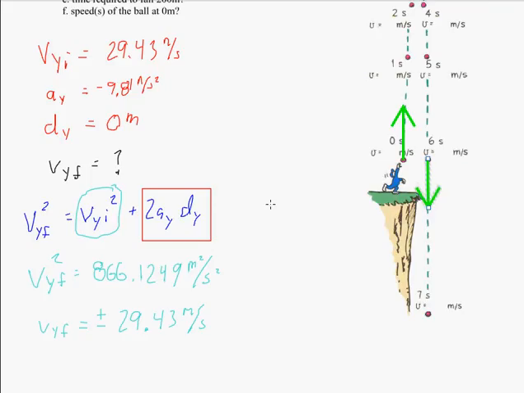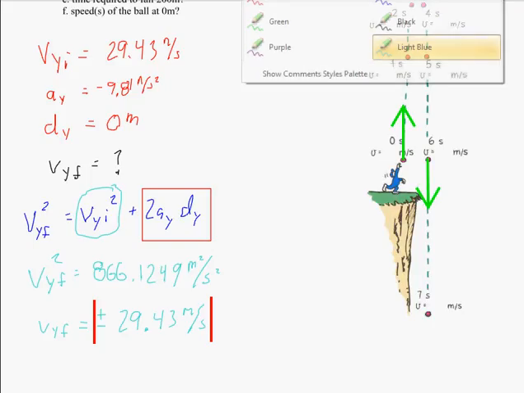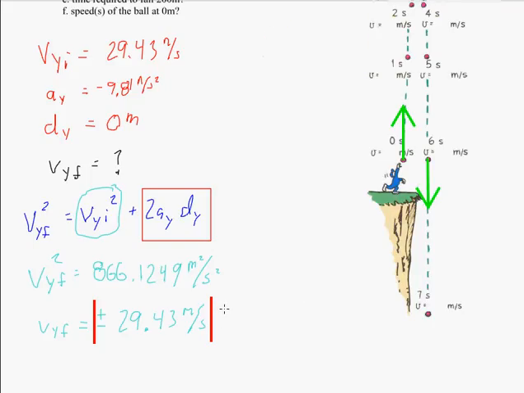Okay, but that's not what the question asked. The question asked for speed. And what does speed mean? It means absolute value. It kind of saps the fun out of this discovery, but what you'll realize then when you take the absolute value of this, you add a plus, you add a minus, all you're left with is the plus. So when you do that, you're left with, no matter what, 29.43 meters per second. And the hiccups are gone, and this video is over.